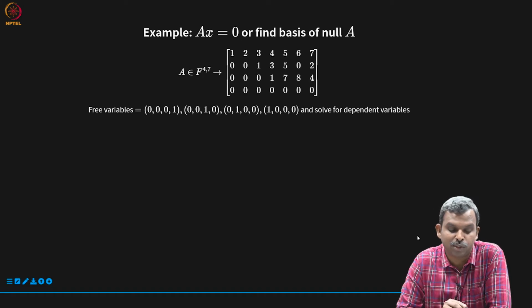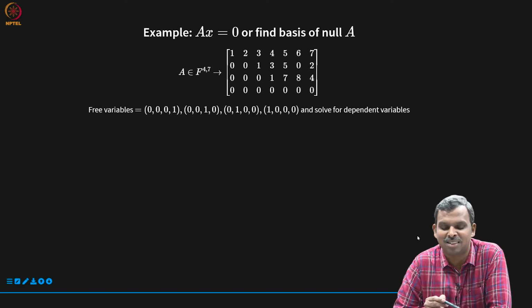You have free variables, 4 of them in number. So you assume in the first case that the free variables will take values 0, 0, 0, 1, and then 0, 0, 1, 0, 0, 1, 0, 0, 1, 0, 0, 0. I mean, technically you can assume these to be any 4 linearly independent length 4 vectors. I'm simply taking them to be the standard basis. That's very common. Okay, so you take them like this.